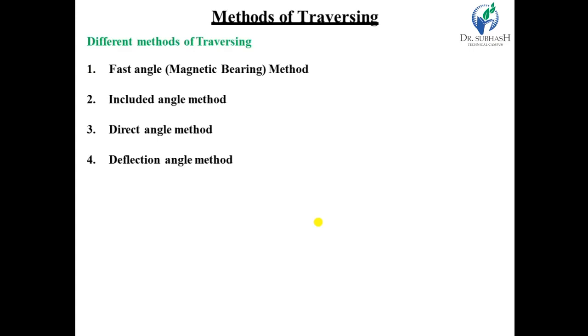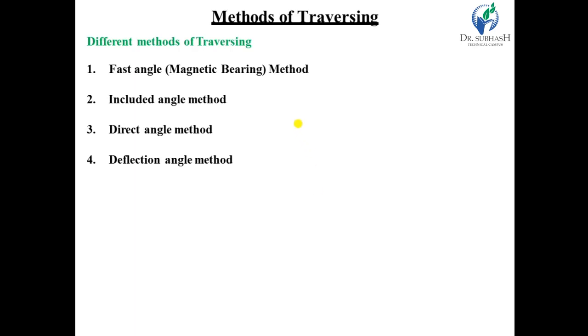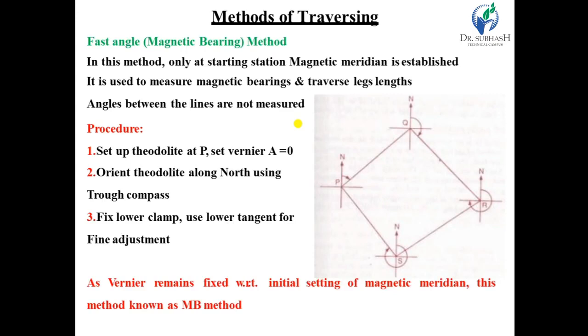Now we are moving to the methods of traversing. There are four methods used for traversing: the fast angle method, included angle method, direct angle method, and deflection angle method. In the fast angle method, the magnetic meridian is established only at the starting point. It is used to measure the magnetic bearings and traverse leg lengths. Angles between the lines are not measured.